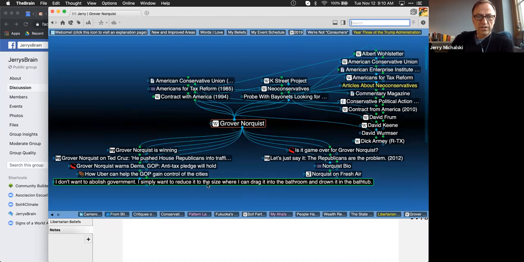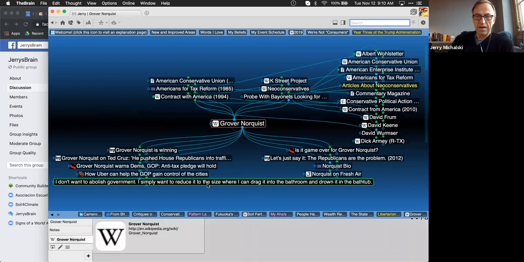I don't want to abolish government. I simply want to reduce it to the size where I can drag it into the bathroom and drown it in the bathtub, is Grover Norquist's famous quote. And Grover is a neocon who was part of the Contract with America and is big on tax reform, basically driving our taxes to zero if at all possible. So these are all libertarian beliefs.